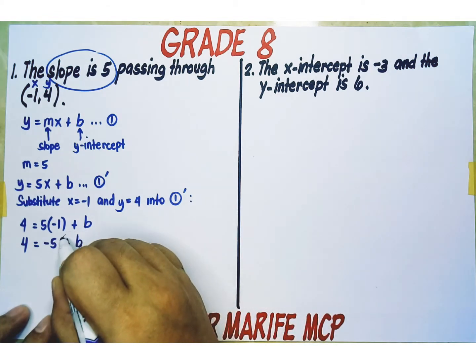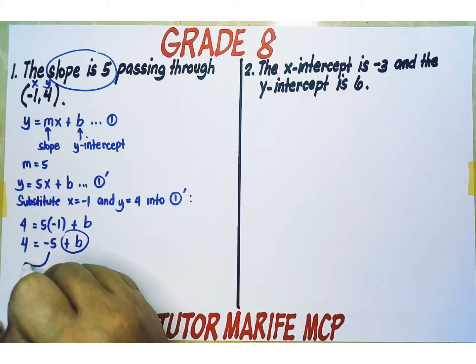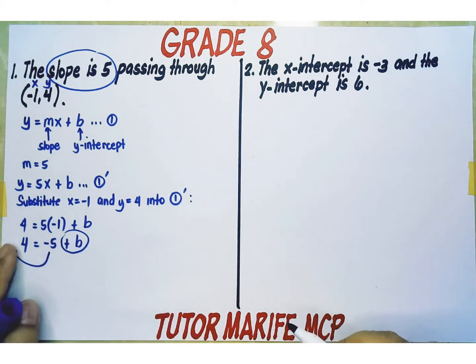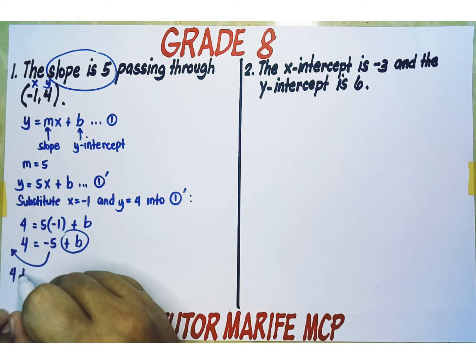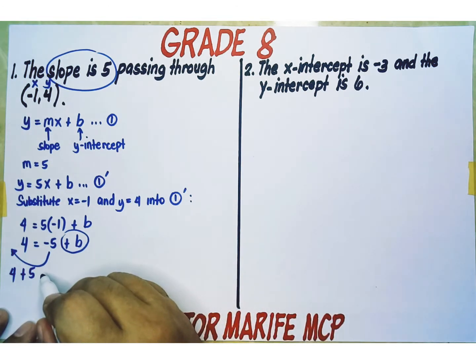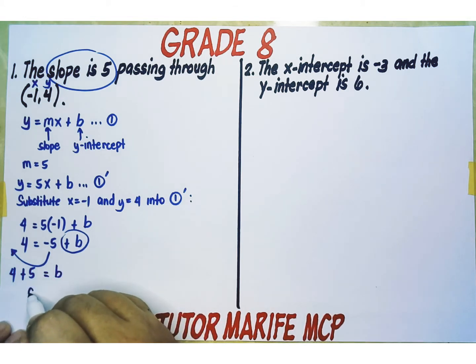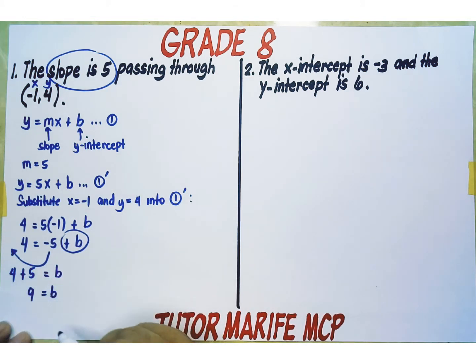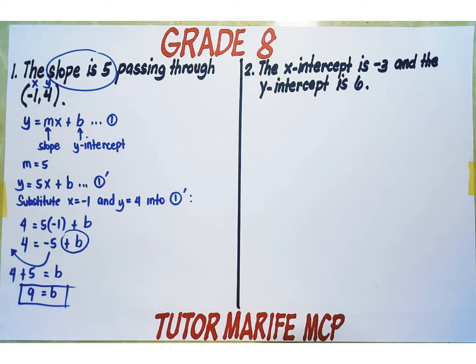I-isolate lang natin itong b on the right side. So we transpose -5 to the left. When you transpose, you have to change the sign of -5. So magiging +5 siya when transposed to the left. Equals b. 4 plus 5 equals 9. This is the value of b.